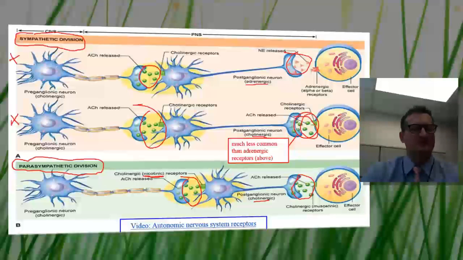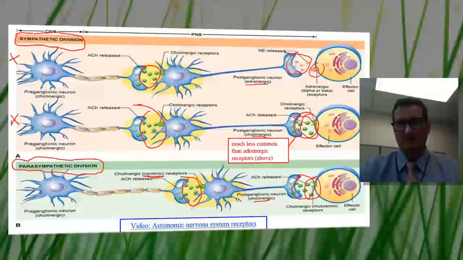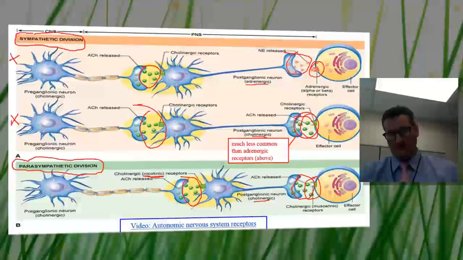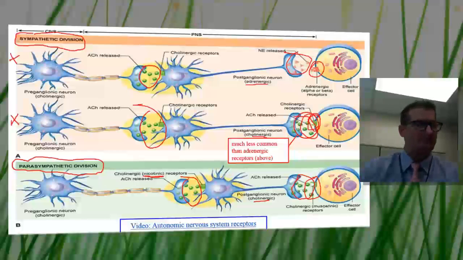The effects of the sympathetic division last longer than those of the parasympathetic division because acetylcholine is disposed of more quickly after it's released than is norepinephrine. Neurotransmitters bind to receptors on the effector cells of the target organs. Acetylcholine binds to cholinergic receptors, and that's shown here. And norepinephrine binds to adrenergic receptors here. And in very few cases, again, you can have cholinergic receptors that respond to the sympathetic system.